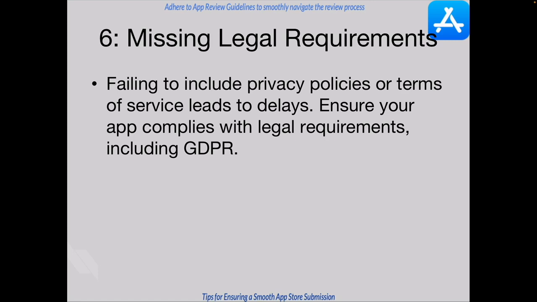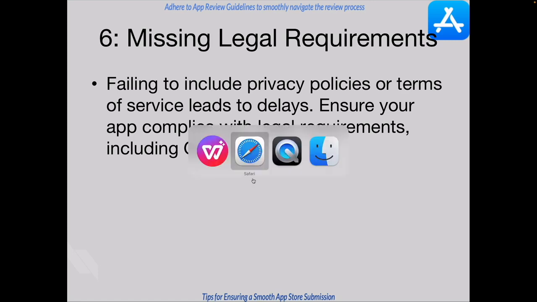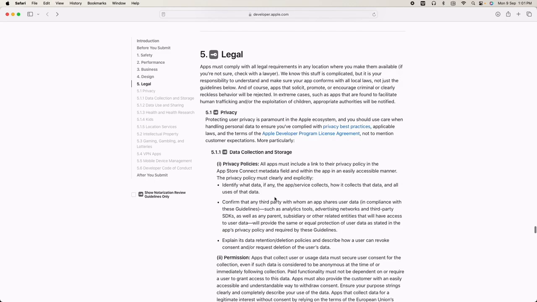This is very much important. Privacy policy, as it is also mentioned in this App Review Guidelines document. Here, all apps must include a link to their privacy policy in the App Store Connect metadata field and within the app in an easily accessible manner. So the privacy policy must clearly and explicitly identify what data, if any, the app or the service collects, how it collects the data, and all uses of that data.